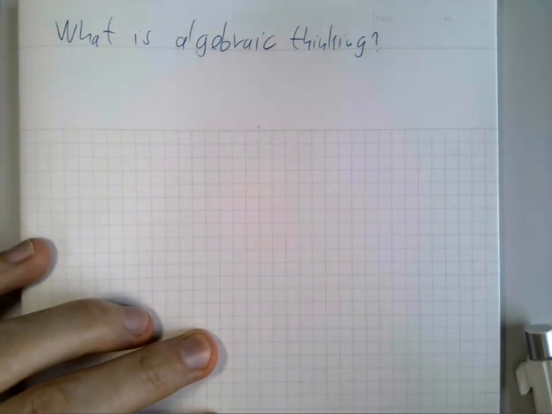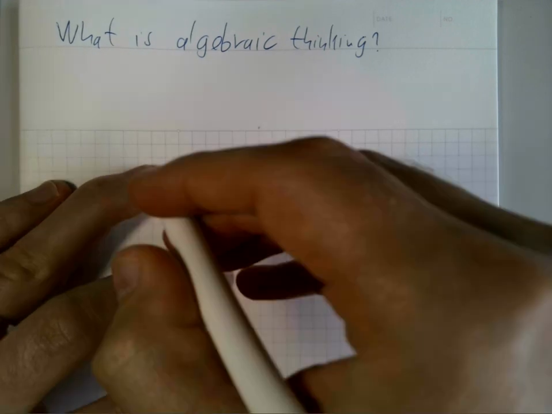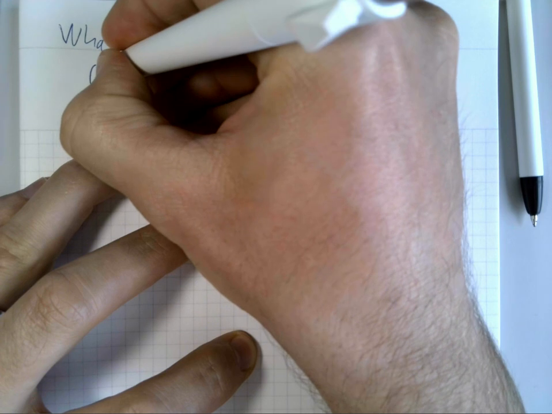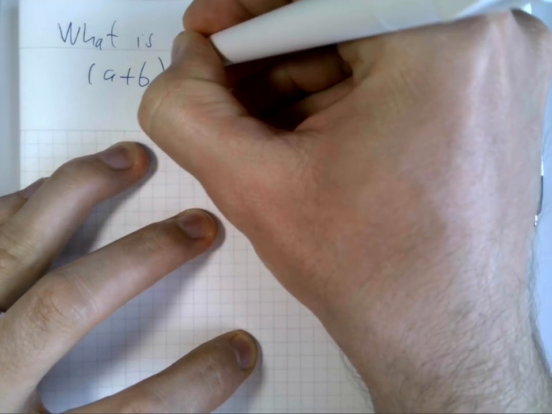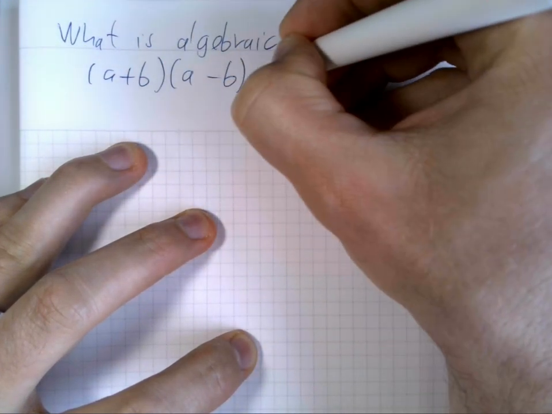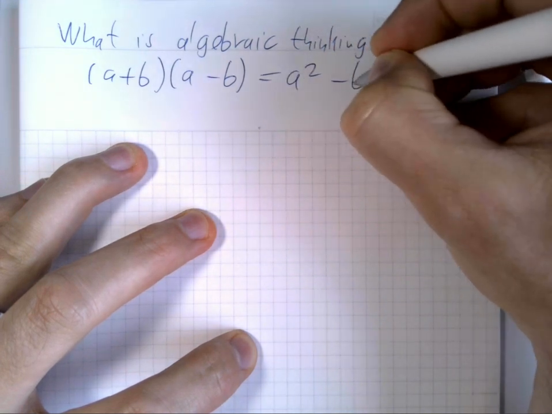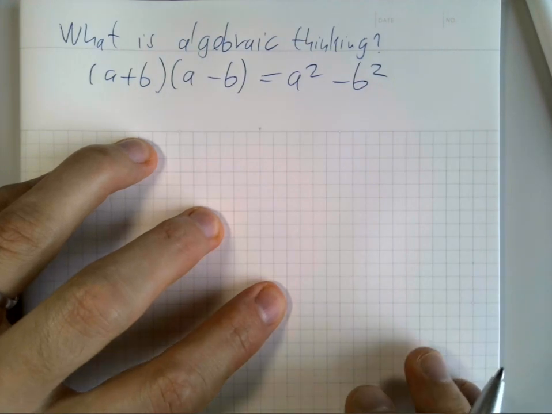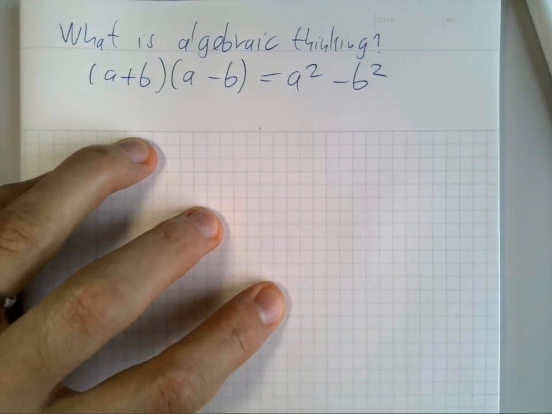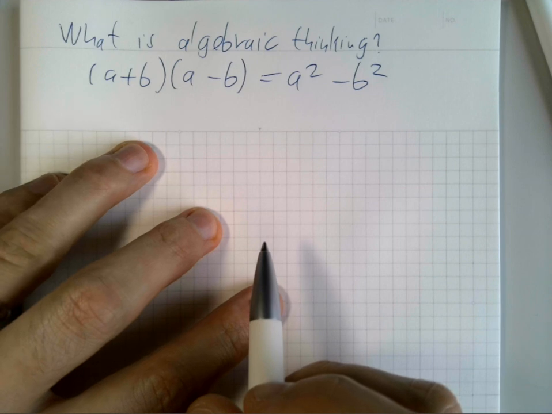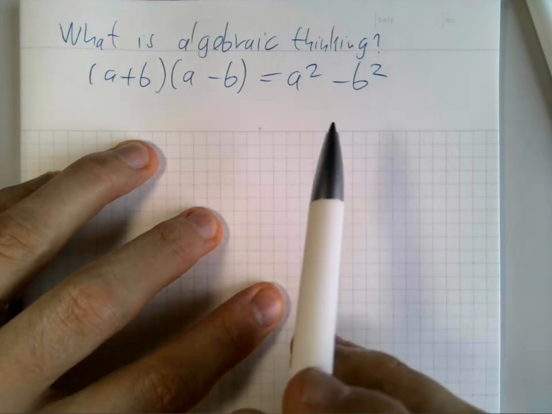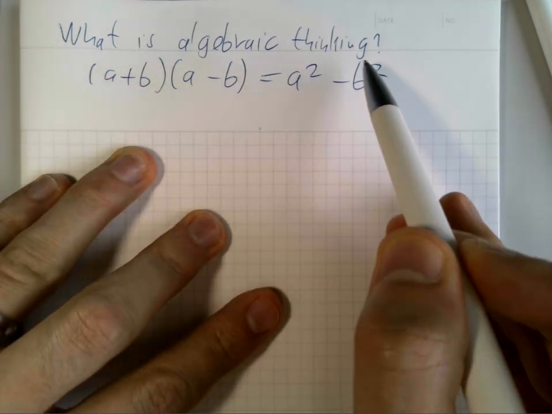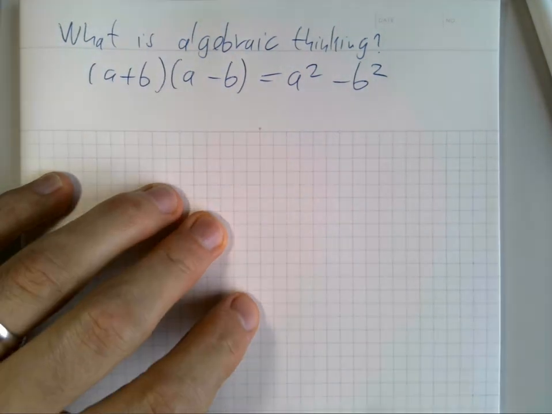Okay, what I'm going to do now is prove something very well known and simple: that (a plus b) times (a minus b) is a squared minus b squared. Everyone knows that. And I'm going to prove it, not because it's a super interesting proof, but because it demonstrates a more general idea, and that is: what is algebraic thinking?